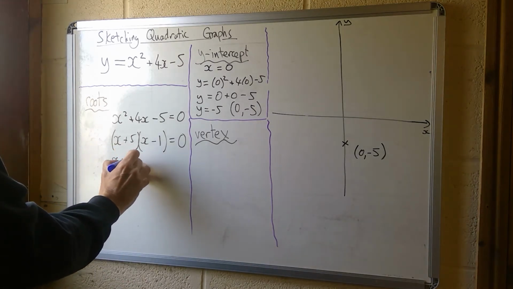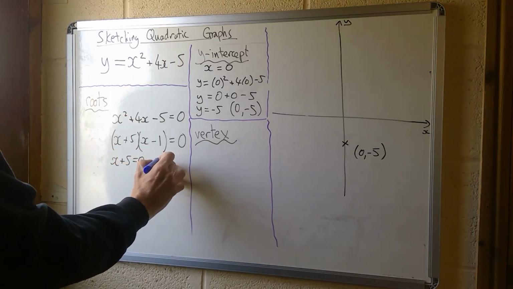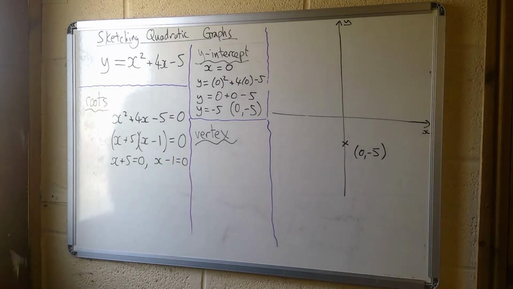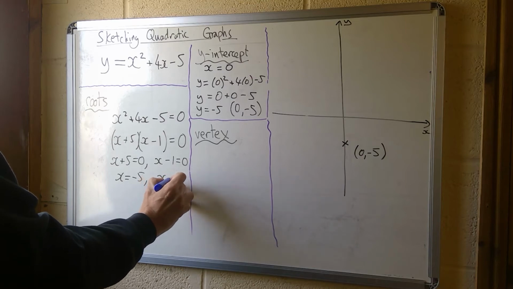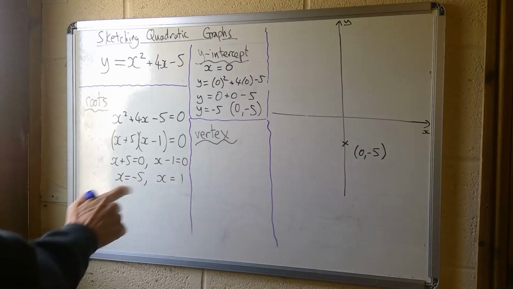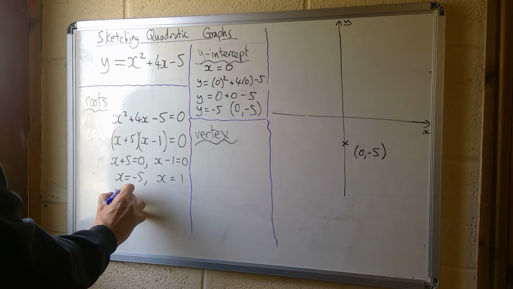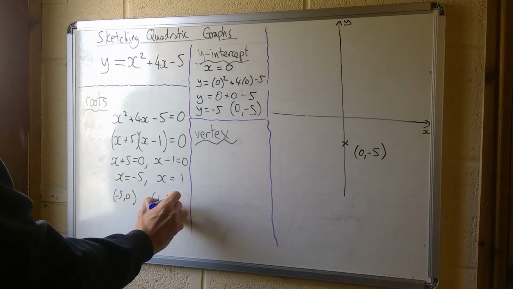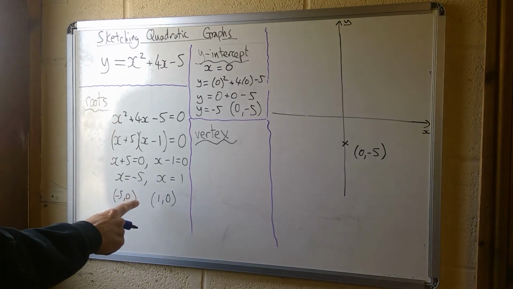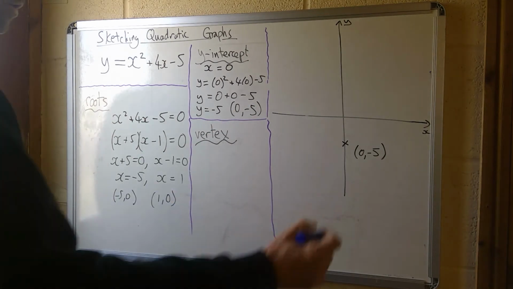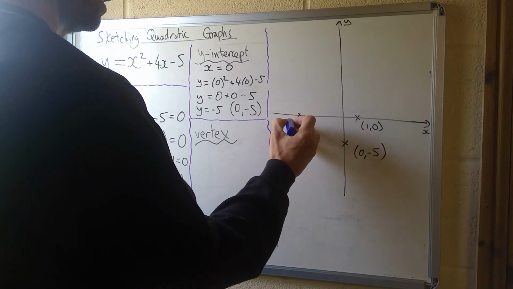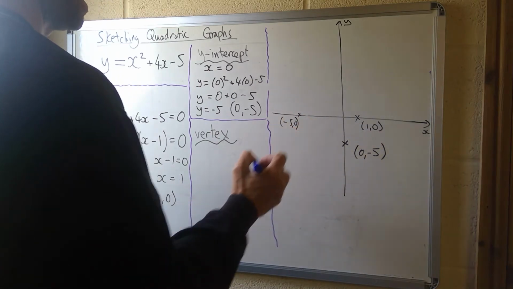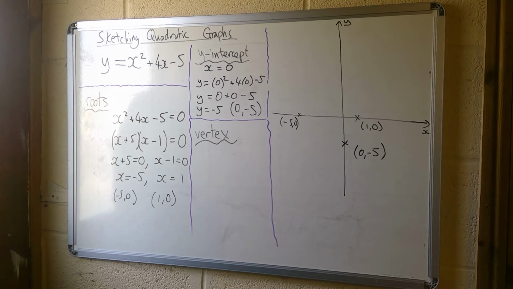So x plus 5 equals 0, or x minus 1 equals 0, which will give me x values of negative 5 and 1. So these give me the 2 roots, negative 5, 0 and 1, 0. And now I can plot these on the graph also. 1, 0 and negative 5, 0. So you can start to see that U shape.